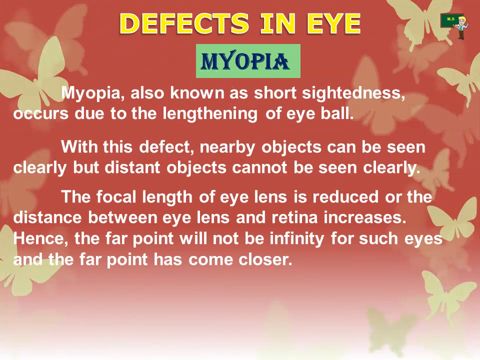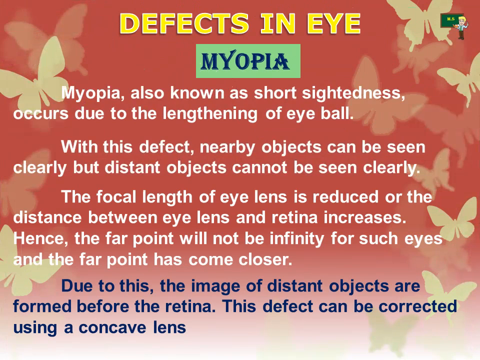The focal length of the eye lens is reduced or the distance between the eye lens and the retina increases. Hence, the far point, which is infinity for a normal eye, has come closer for such eyes. Due to this, the images of distant objects are formed before the retina. This defect can be corrected using a concave lens.